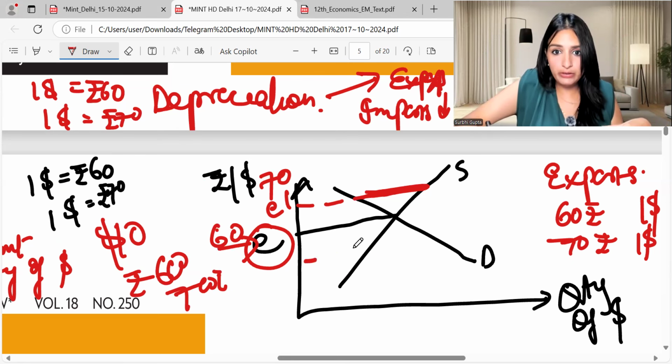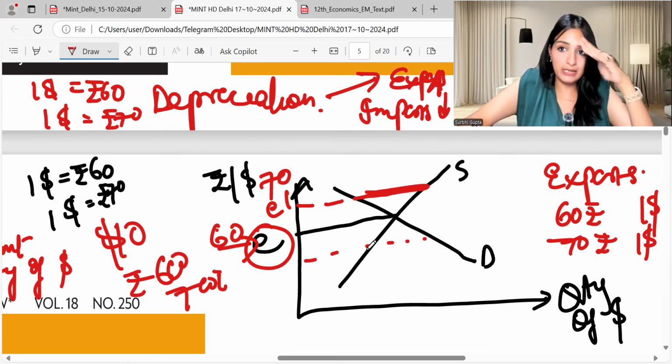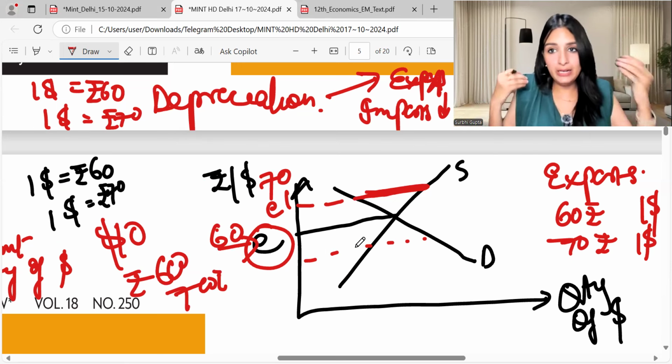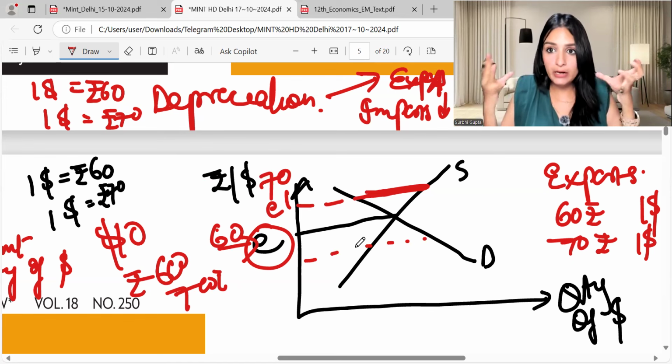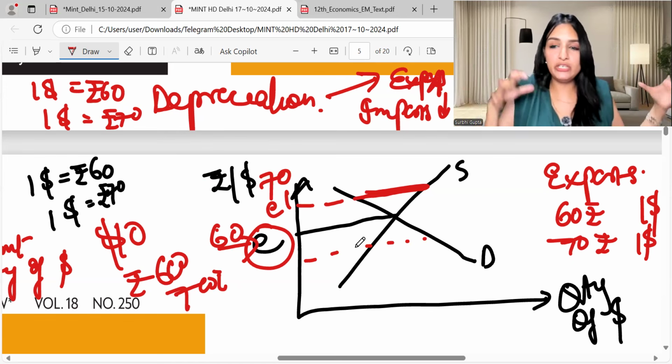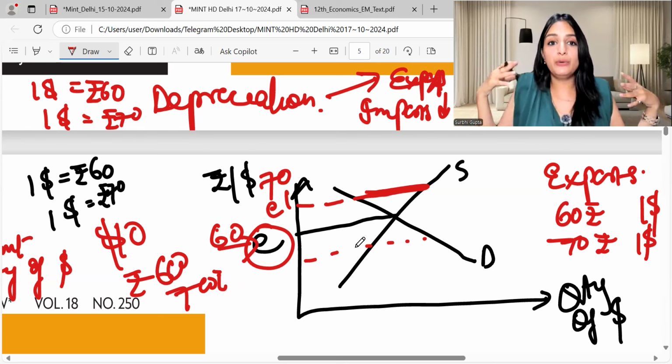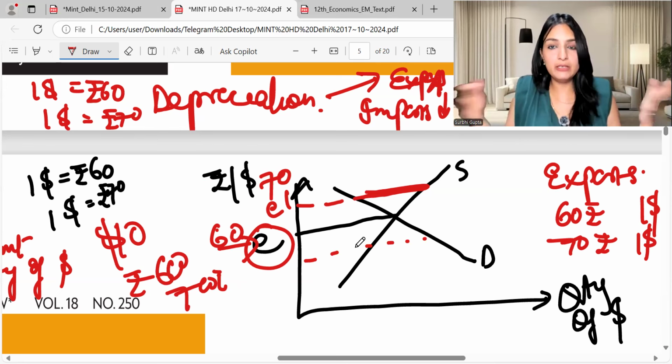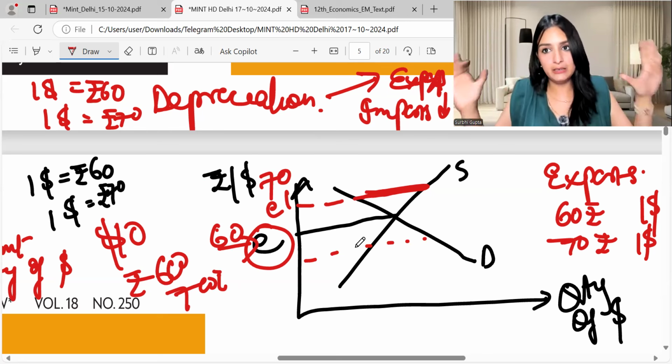If here you set the exchange rate lower than 60, lower than what the demand and supply forces of the market say, then that means you're revaluing. So revaluing and devaluing is done by the government under the fixed exchange regime, whereas depreciation and appreciation occurs due to market forces of demand and supply. There's no role of government or any agency. That is the basic difference.